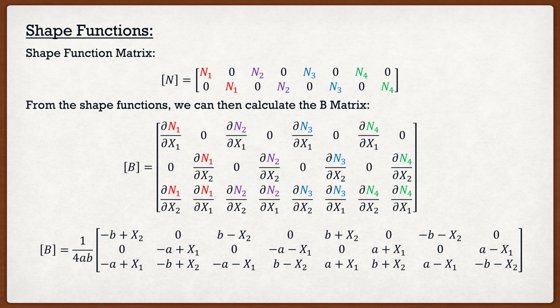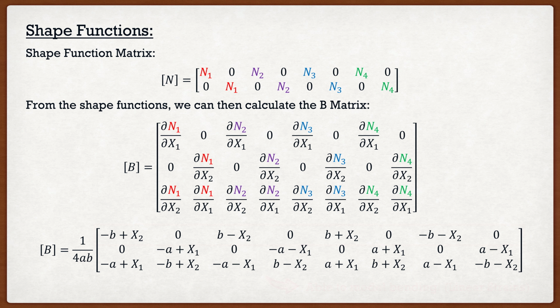Now, it doesn't look very special, but it's actually very powerful compared to the linear triangular elements that we did in the last video. Remember that for the linear triangular elements, our B matrix was actually constant. That's why we typically call those elements CST elements, or constant strain triangle elements, because the strain is constant throughout the element. Now, if we look at the B matrix here, we see that it's actually a function of x1 and x2, therefore the strain is not constant throughout the element.